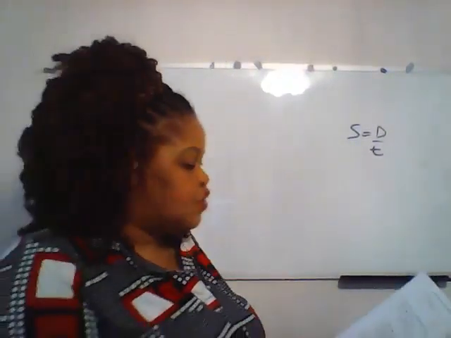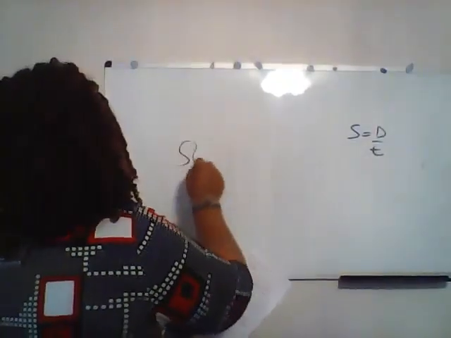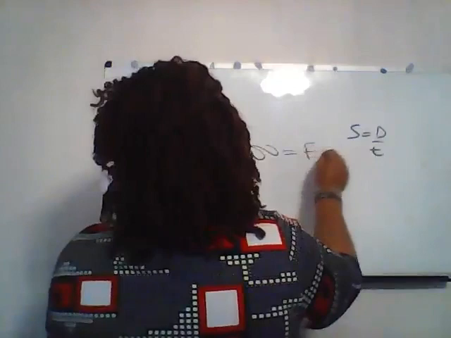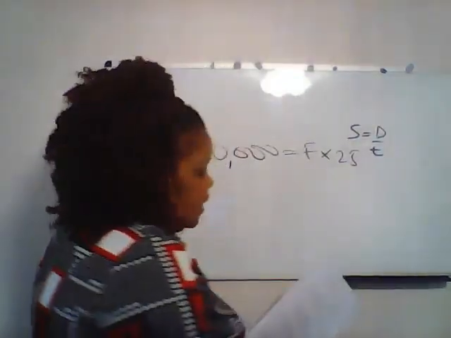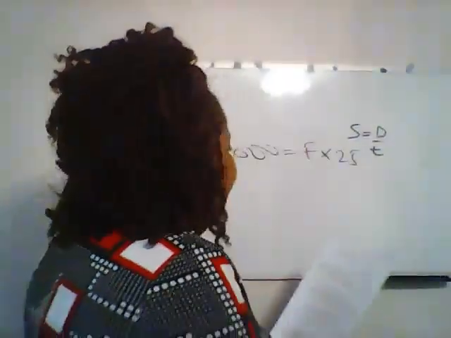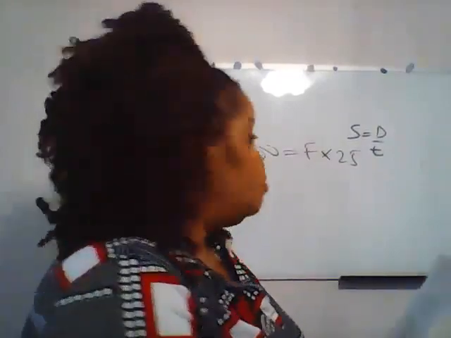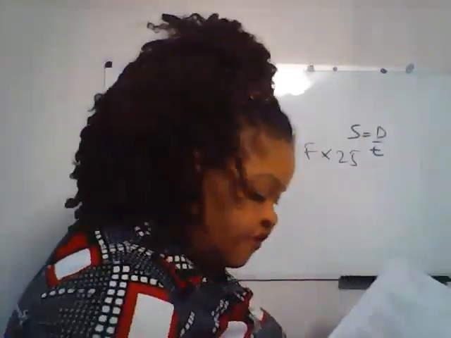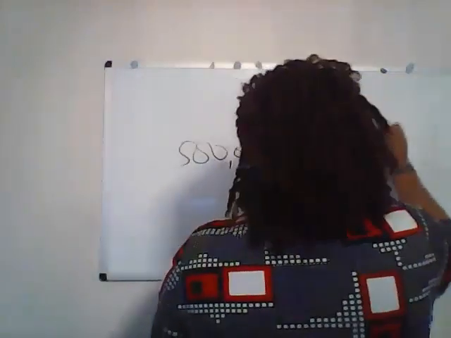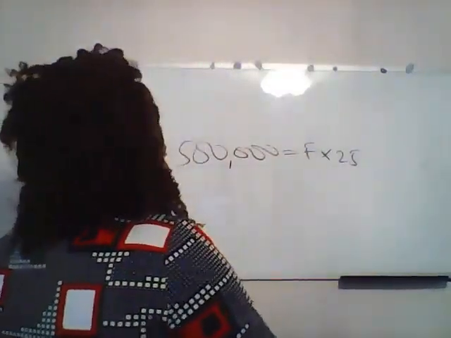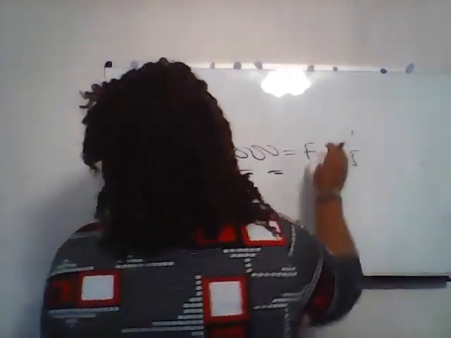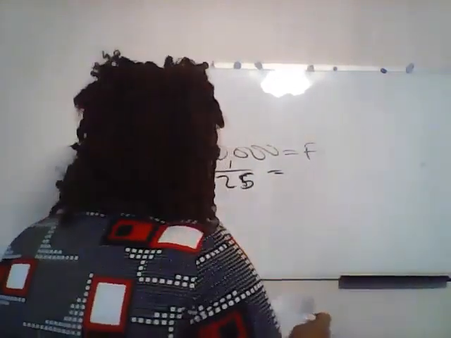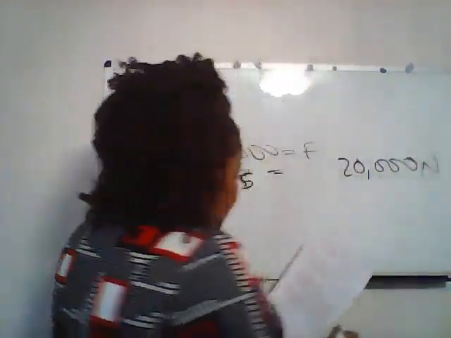So when you do that, it is the 500 that you just said was the work done equals the force times the 25 that you've been given in your meters. And when you rearrange that, you will discover that it should give you 500 divided by 25, which is equal to F. And then that will give you your answer of 20,000 newtons. All right, that was the amount of force.